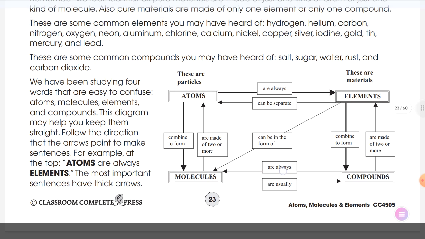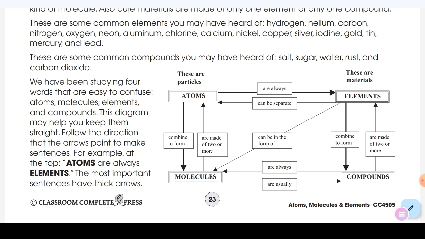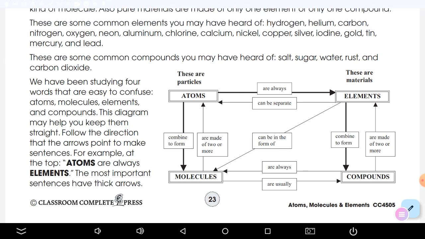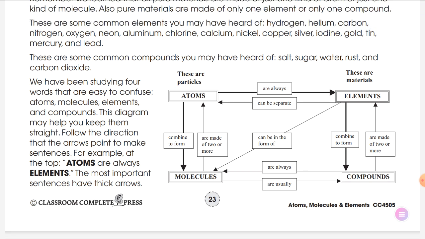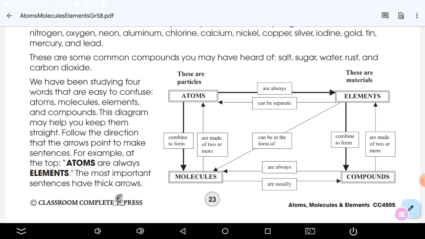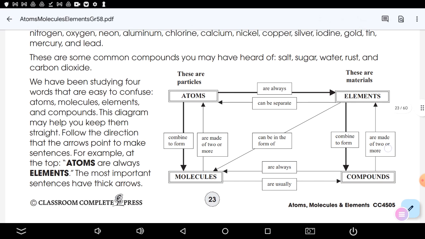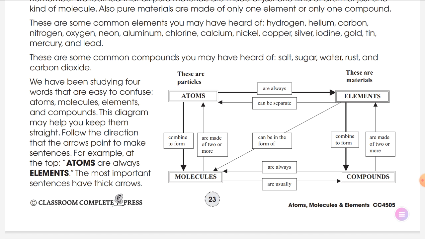Compounds are always molecules. Okay, if I start at elements and go this way, elements can be in the form of molecules. Let's start here. Molecules are usually compounds. Compounds are made of 2 or more elements. Elements can separate or can be separate atoms. Okay, that's called a flow chart.